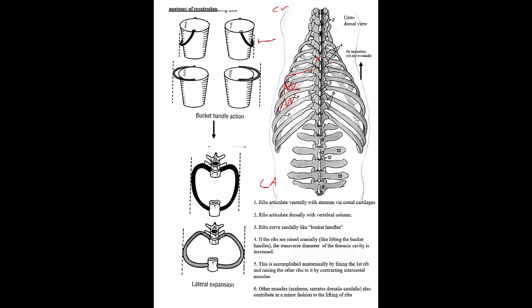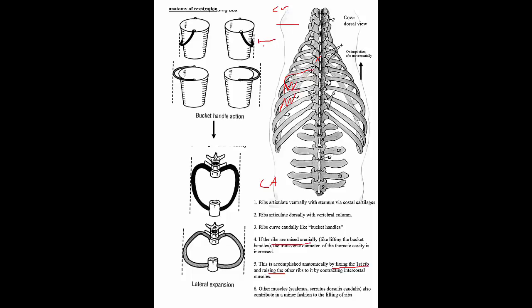And then upon inspiration, these intercostals basically contract. And the key here is that the first rib is fixed. So the first rib doesn't move. Basically all the other ribs are pulled up to the first rib. The first rib is immobile, but there are all these intercostal muscles between all the ribs. So rather than just pulling them down together, they're caudally curved like a bucket handle. They're pulled up to the first rib, and by doing so, it's like lifting up a bucket handle.